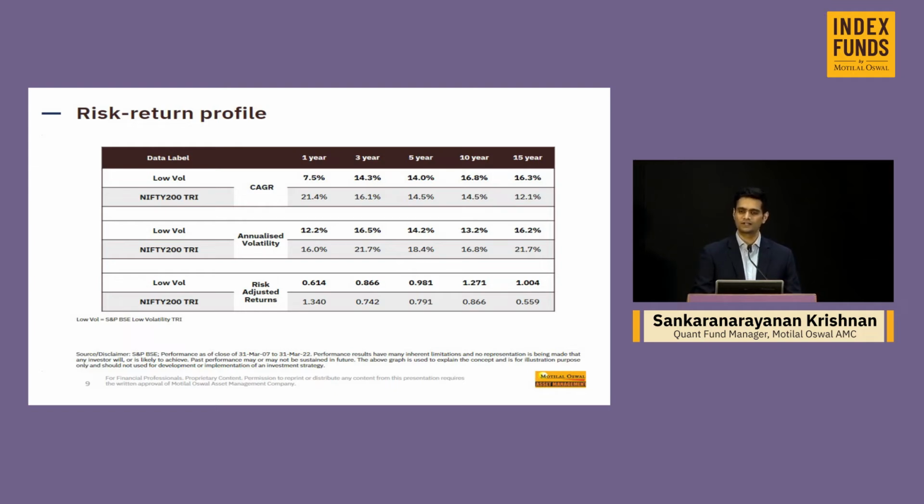So this is what one should really look at, which is risk-adjusted returns, which is how much return you are getting for every unit of risk that you're willing to take. The higher the number, the better it is. And the low volatility factor really trumps the market in this scenario. Over the long term, it's actually double that of the market, right? It's 2 times as good as what the market is able to offer.